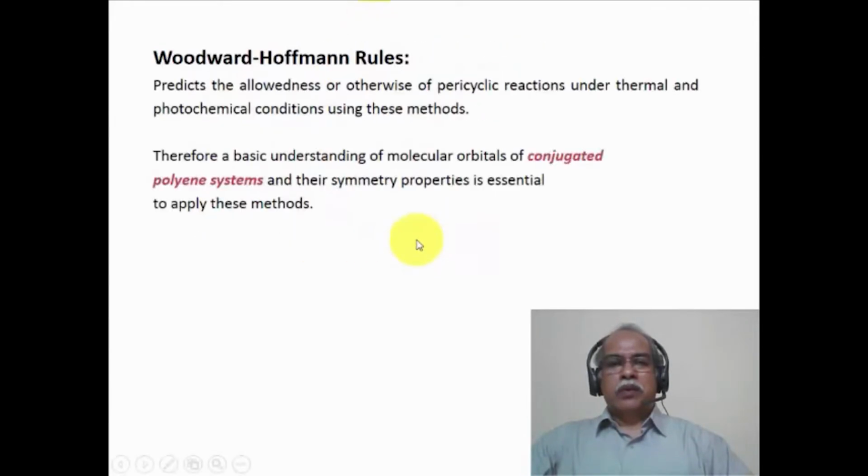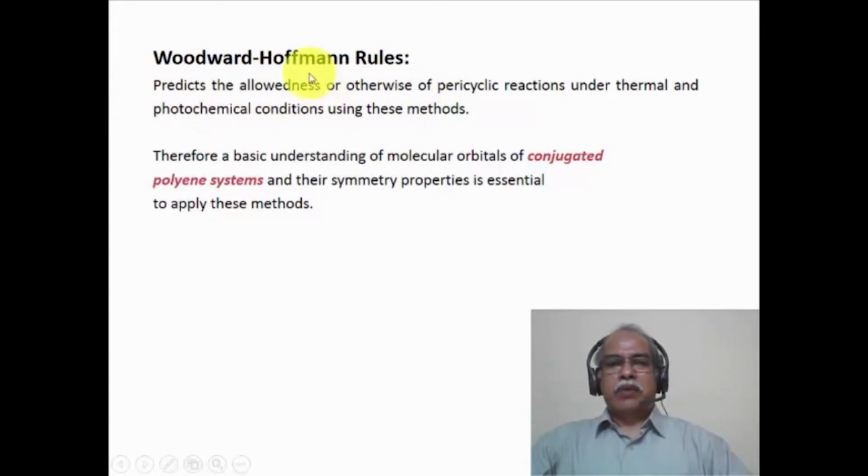Now, the Woodward-Hoffmann rules are essentially the rules that are derived by applying any one of these methodologies to predict the allowedness or the disallowedness of a pericyclic reaction under the conditions of thermal excitation or photochemical excitation, as the case may be. So the Woodward-Hoffmann rule not only governs, it predicts the possibility of a pericyclic reaction taking place either under thermal condition or photochemical condition. It can also very precisely predict whether the reaction is allowed or disallowed under the reaction condition.